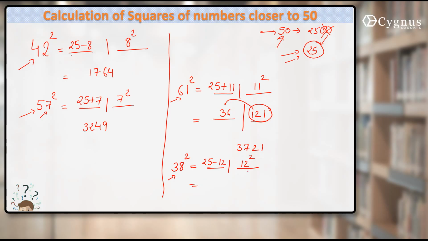Now let's look at the answer. We'll directly write it. 12 square is 144, which is a three-digit number, but I need to write only two digits out of those three. I write 44 here. 1 will be carried forward to this first part. 25 minus 12 is 13, and 1 carry forward will make it 14. So the answer becomes 1444.